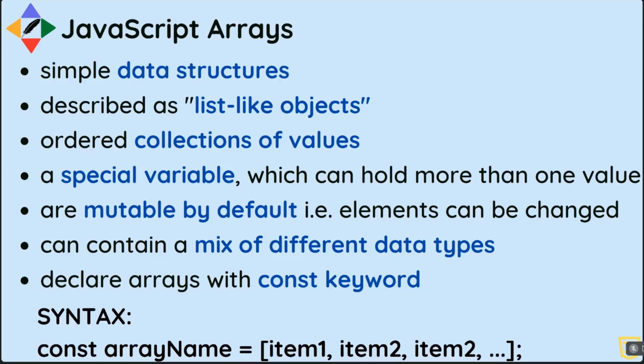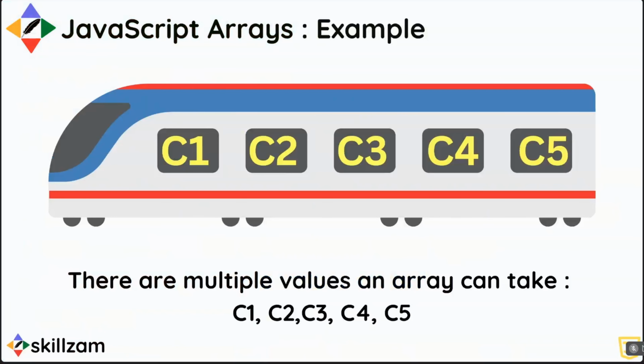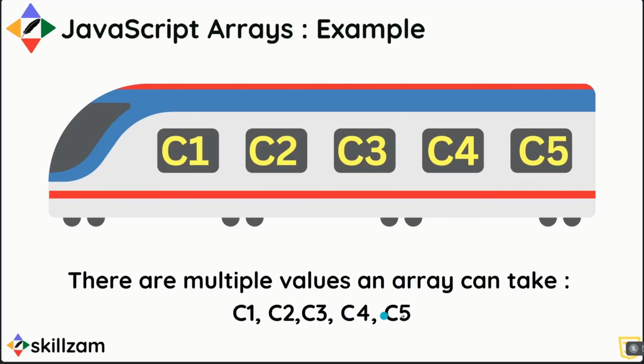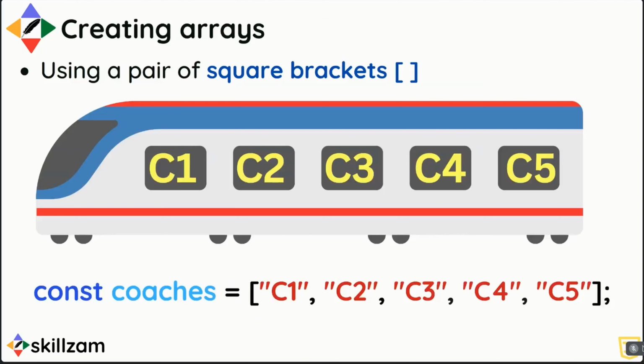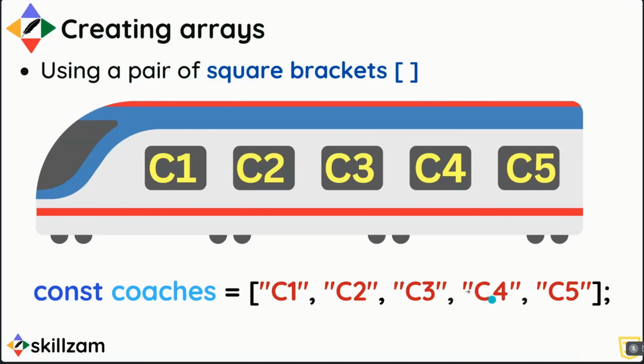So the array contains these elements, and these items or elements are separated by comma, and an array starts with a square bracket and ends with a square bracket. So in our example that we have started here, there is a train with compartments like C1 all the way to C5. And this means there are multiple values an array can take: C1, C2, C3, C4, and C5. Let's see how an array is created. An array can be created using a square bracket.